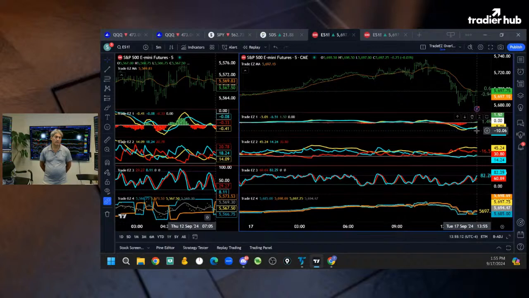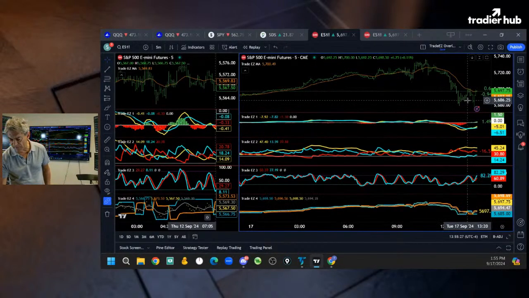Obviously, with the rate cut potential tomorrow, I do believe there'll be some type of short covering rally, if there are even any shorts left in the market. But you see this beautiful bear flag short.